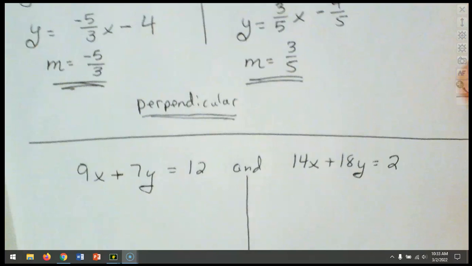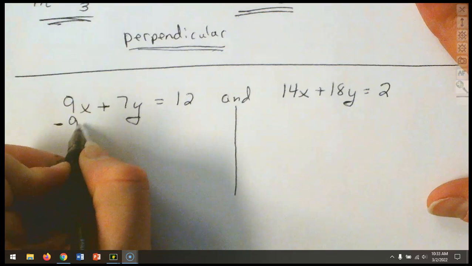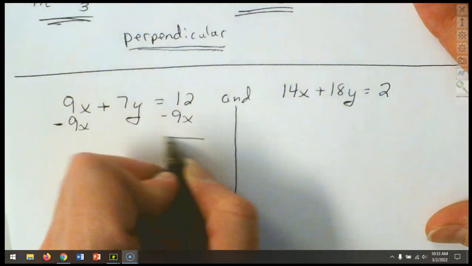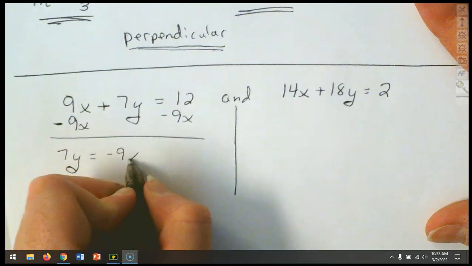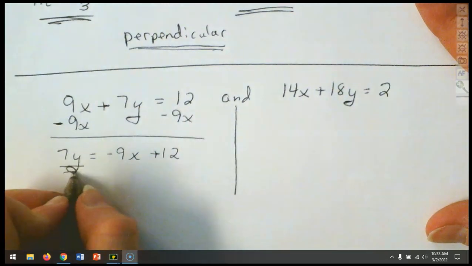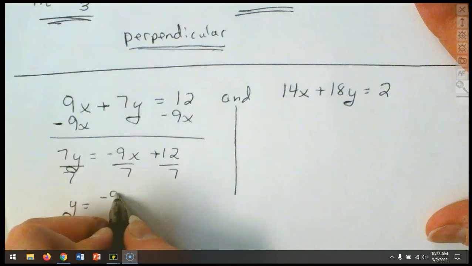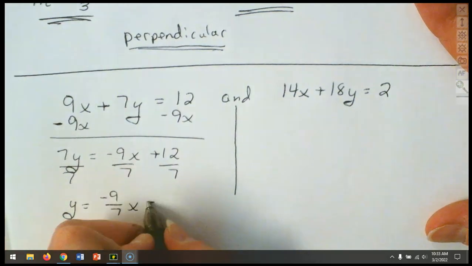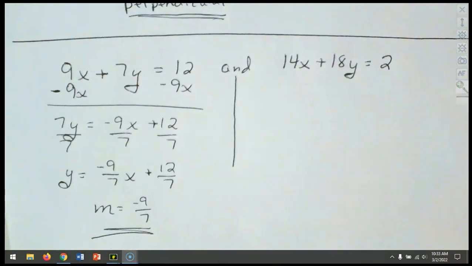So let's go ahead and solve these out. I'm going to move that 9x over. And that gives you 7y equals negative 9x plus 12. We'll divide by our 7. And y now equals negative 9/7 x plus 12/7. And so my slope is negative 9/7. Let's move it over and divide.